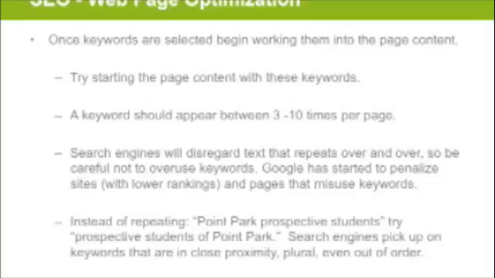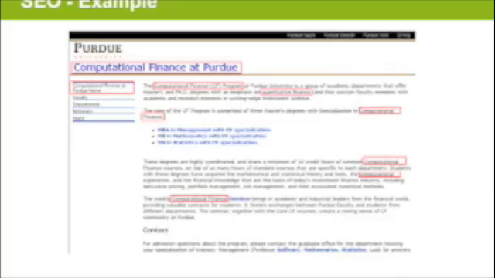Especially avoid repeating the same thing, like Point Park admissions, Point Park admissions, Point Park admissions. If the spider reads that so many times, it actually starts to give a negative ranking, but you can switch it up, admissions at Point Park, and it will have the same effect. So just keep your keywords a little bit different. This is just an example of a page that's incorporating the keywords in different ways.